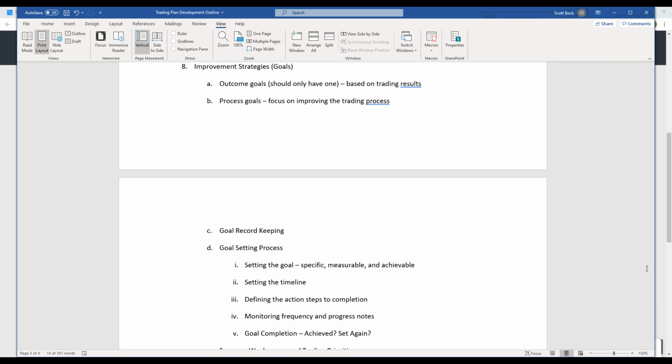Process goals are focused on improving the process. How do I take losses better? How do I let my winners run better? How do I improve my entry? How do I improve my searching? How do I improve my structure, my balance, my routine? Whatever it might be, right? That's important for us to focus on specific aspects of our process that we have identified as weaknesses that we need to improve.